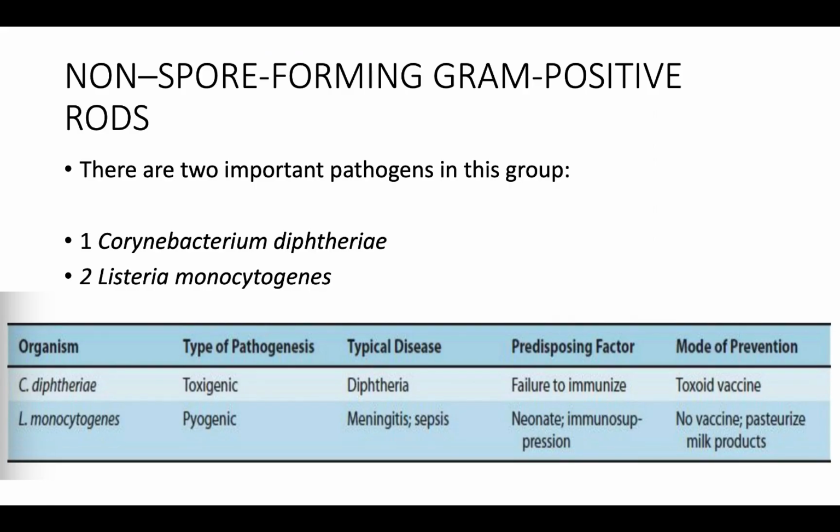Okay. Now let's go to the non-spore formers. Now non-spore formers, we have two: Corynebacterium diphtheriae, and then Listeria monocytogenes. We will talk about them both. So far, we covered some of the meningitis causing organisms. We covered Strep pneumoniae, which might cause meningitis.